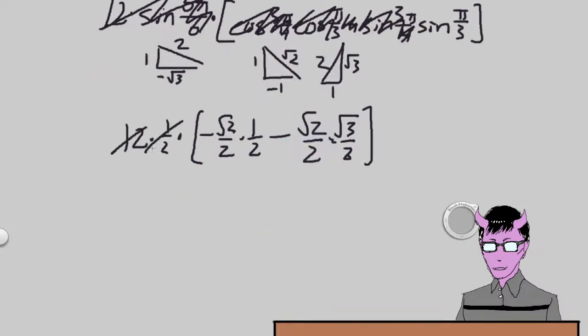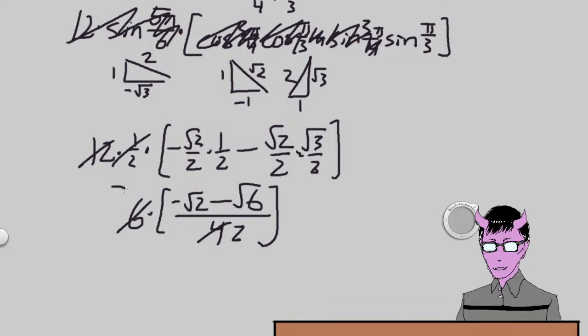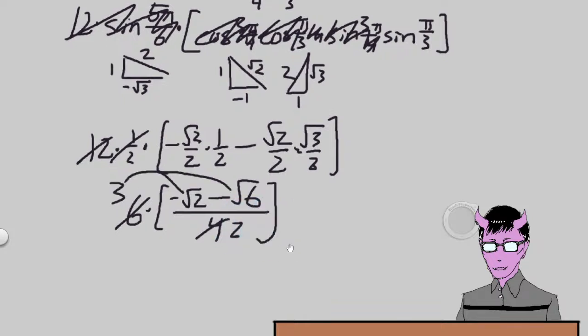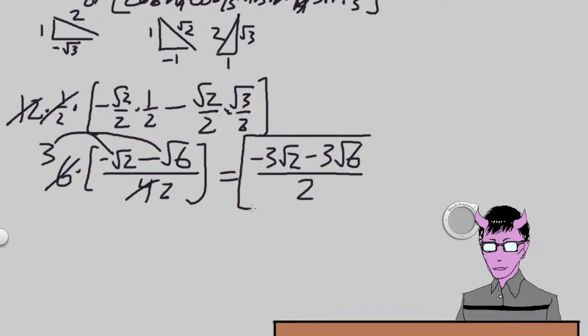Alright, so half of 12 is 6, bracket time. Unfortunately, they're both minuses. So, minus root 2, minus root 6, all over 4. So that one partially cancels with that one, and the 3, we can distribute it to those two. And thus do we get negative 3 root 2 minus 3 root 6 all over 2. Hopefully that's the right answer.